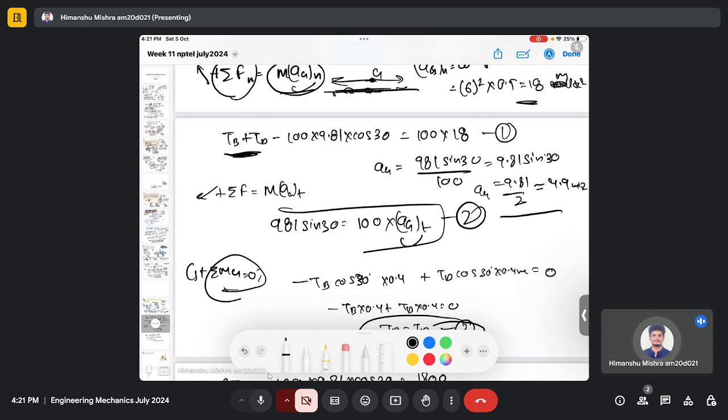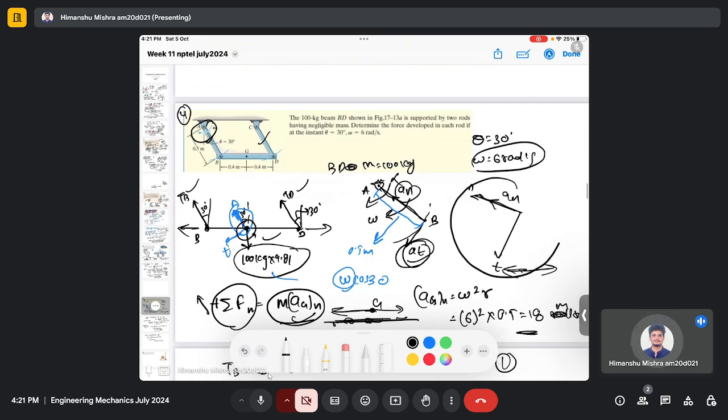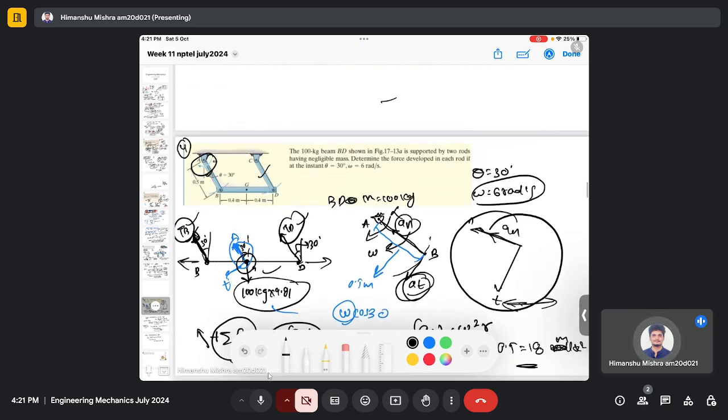Just note that we solved this problem in normal and tangential coordinates instead of Cartesian coordinates. You can solve this problem in Cartesian coordinates as well, where you define the horizontal as the x-axis and vertical as the y-axis, but mathematically it will become more involved. However, the concept will be the same. Instead, we defined the tangential and normal directions here. The normal direction is along this force TB, so we don't need to take a component when we write the force along the normal direction; we can directly write TB plus TD. So the mathematics will be easy.